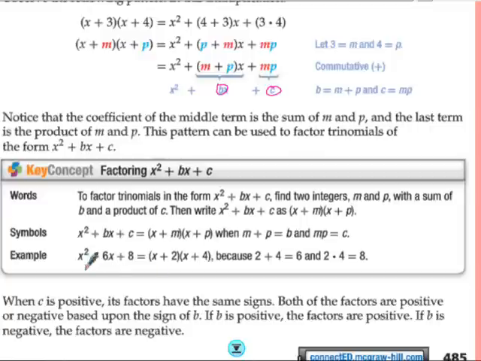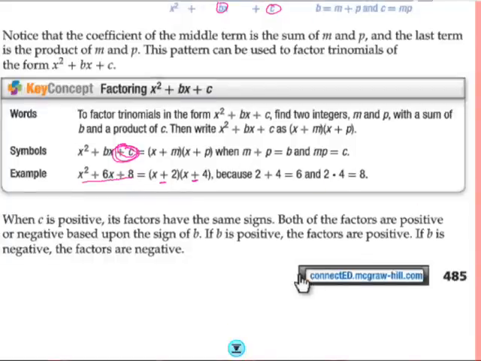So for example, here again, x squared plus 6x plus 8. 2 plus 4 is 6, and 2 times 4 is 8. And so that's how we get those terms, and that's how we factor. When c is positive, its factors have the same signs, okay? If c is positive, this term right here, then the two factors are either going to both be positive or both be negative. A negative times a negative makes a positive, and a positive times a positive makes a positive. So anytime c is positive, we know that these two signs right here are going to be the same. Okay? So far, so good.